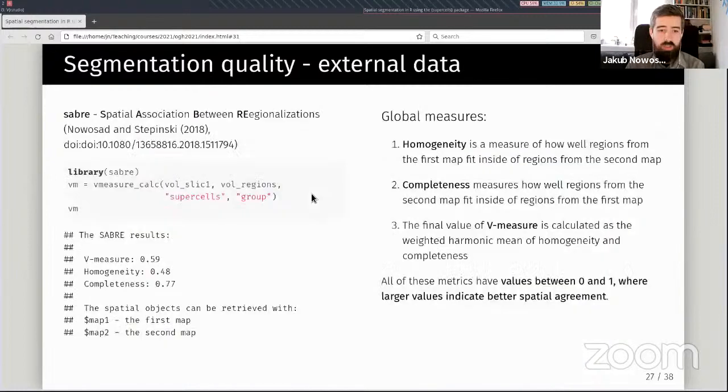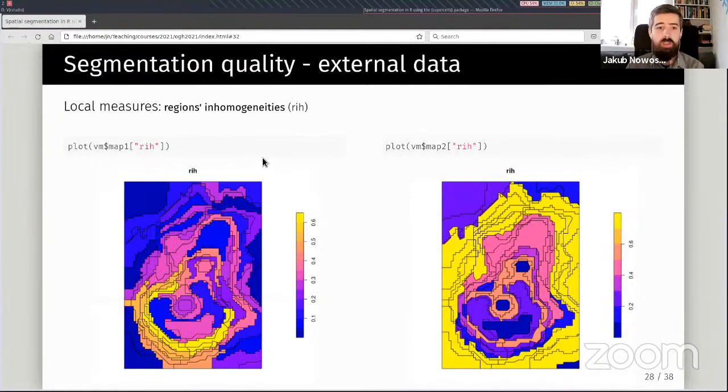Those three values are the global values of similarity, but we can also have local values of similarity. The first one is how we compare our first map to the second, and the second one is how homogeneous our second map is in terms of the first map. We can see area by area how they are similar or how they are different.